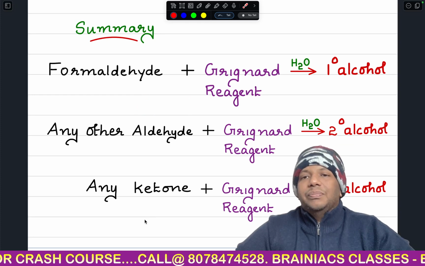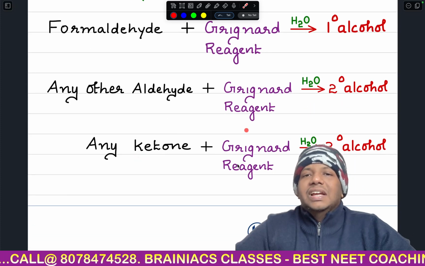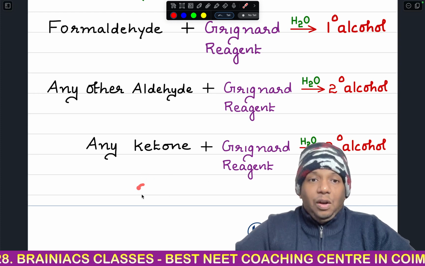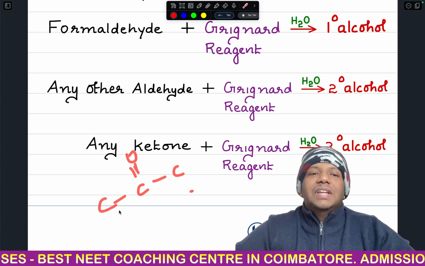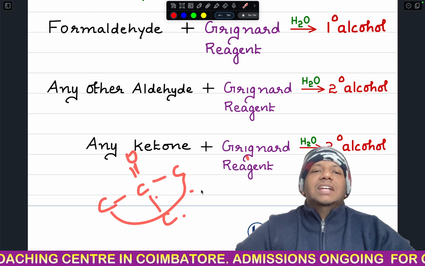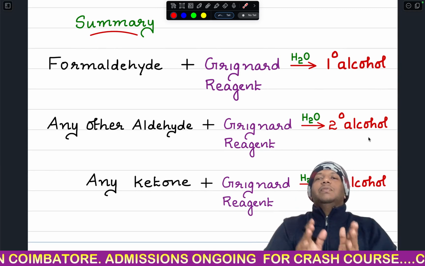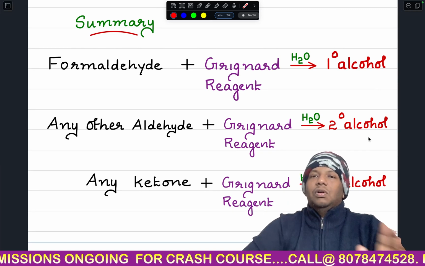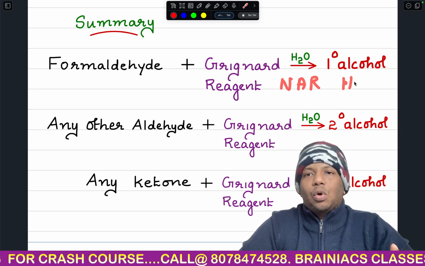A 2nd degree alcohol. And if you take any ketone, already two carbons are there in the ketone along with the carbonyl carbon. Please understand that. Along with the carbon from the Grignard reagent, these will give you a 3-degree alcohol. So please remember, formaldehyde will give you with the Grignard reagent followed by hydrolysis a 1-degree alcohol. The mechanism is nucleophilic addition reaction followed by hydrolysis.